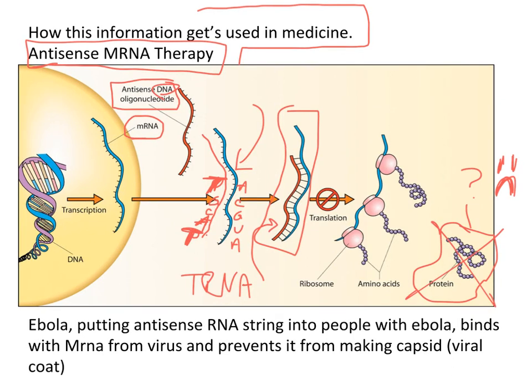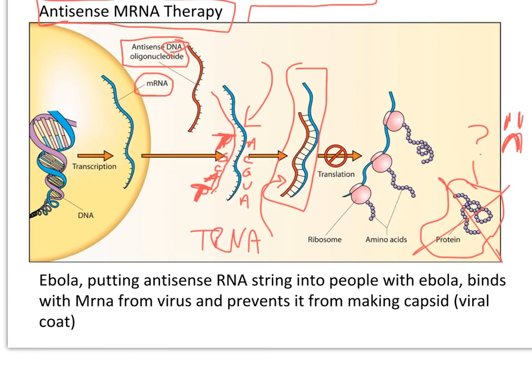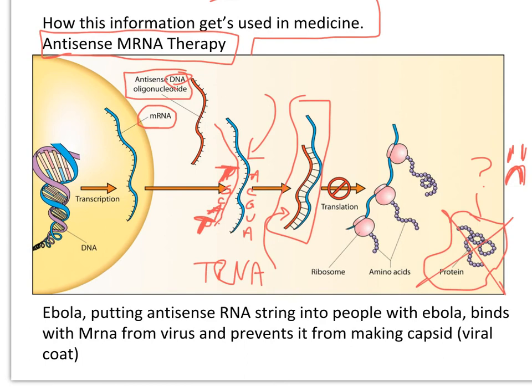So an example of this, which is being used for a particular virus, is the virus of Ebola. And if you put the antisense DNA into the cells of individuals who have the Ebola virus, it prevents Ebola from being able to make the proteins that it needs. And the specific ones would be the capsid, the viral coat. So this is a successful treatment for Ebola.